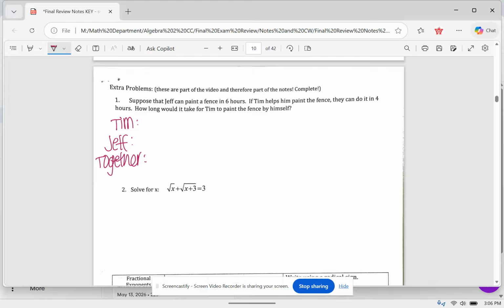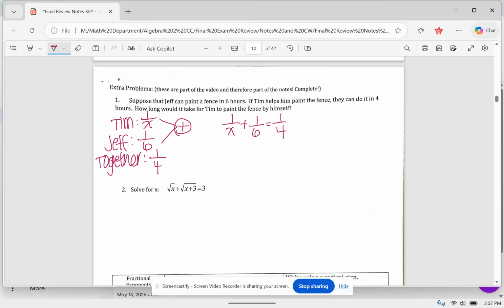It said that Jeff can paint the fence in 6 hours, so I'm going to call him 1 over 6. If Tim helps him paint the fence, they can do it together in 4 hours. So together is going to be 1 over 4. I don't know Tim. I'm going to find him, so I'm going to call that 1 over x. And the idea is their individual efforts together equals their efforts together. So I have 1 over x plus 1 over 6 equals 1 over 4.